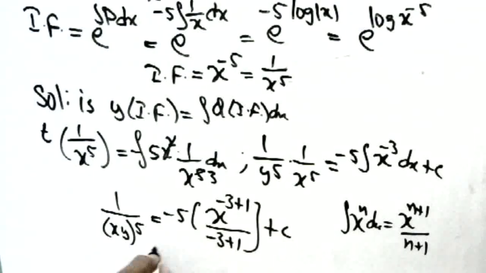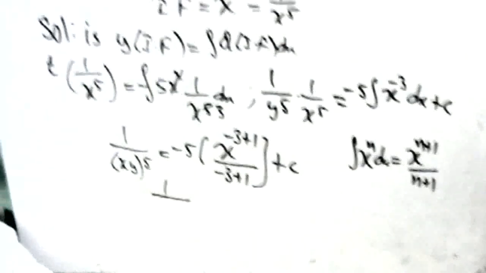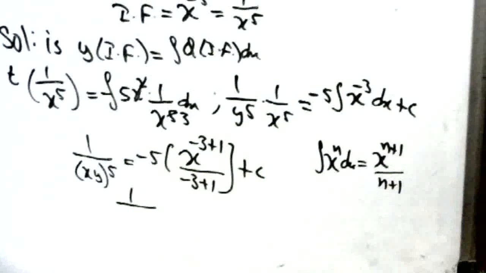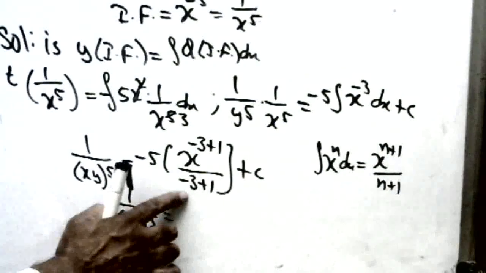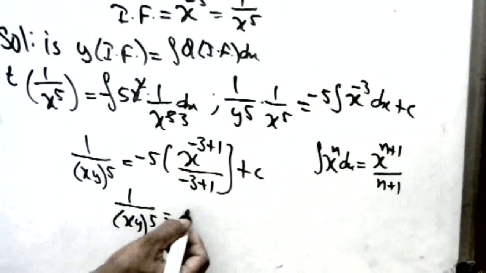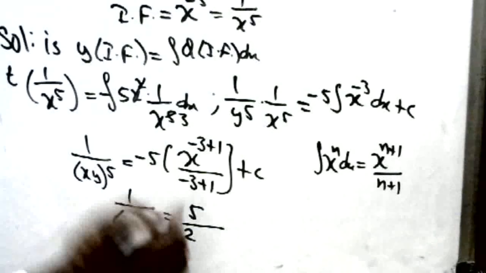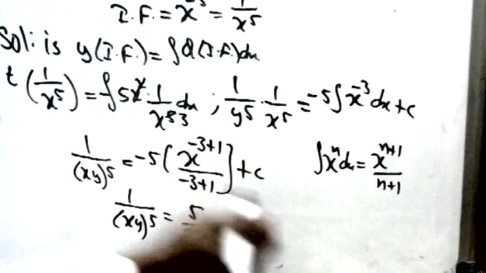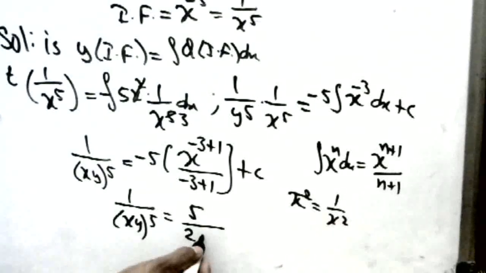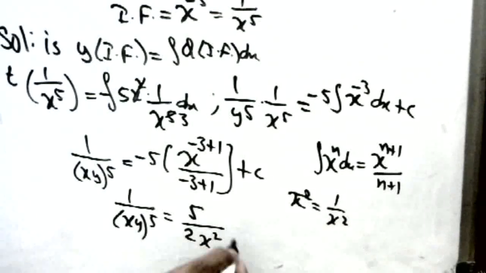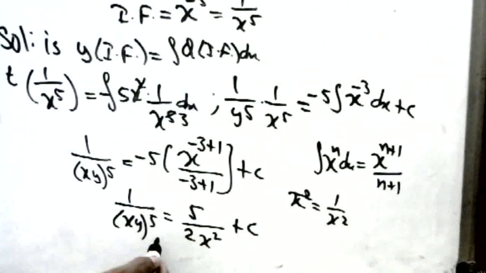So we are left with only one step. Let me finish here. So what is left here? 1 by xy power 5 equals, this is minus 3 plus 1, minus 2, minus minus will get cancelled, it is left with 5 by 2, x power minus 3 plus 1, minus 2, x power minus 2 we can write 1 by x power 2. So this x will come in the denominator, 5 by 2x square. Now you write plus c. So this is the question based on Bernoulli's equation.